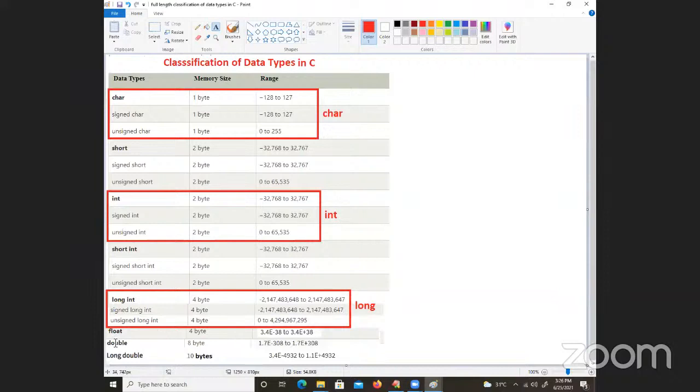Float. How many bytes here? 4 bytes. What is that expressing? You see that float data type they are mentioning here. Float data type is taking 4 bytes. They are expressing in the form of exponent: 3.4e minus 38 to 3.4e plus 38.